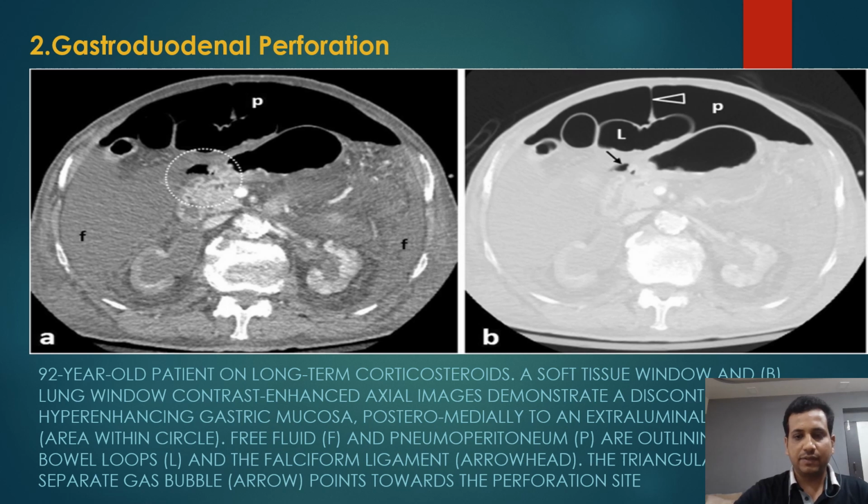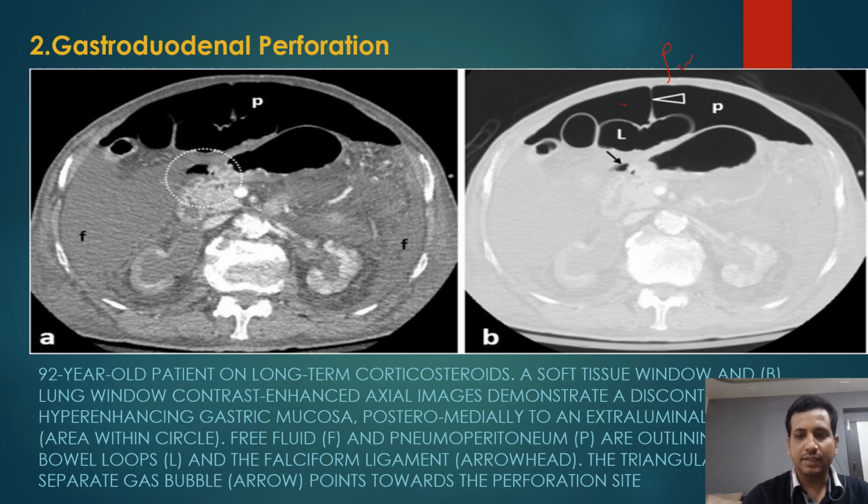Next, gastroduodenal perforation. Here, as you can see, this is the site of perforation. This is the air, this is the lung window. Here free gas is seen, and as you can see, this is the pneumoperitoneum on both the sides, and they are lining a fold of ligament. This is nothing but the falciform ligament, connecting the anterior abdominal wall with the liver.